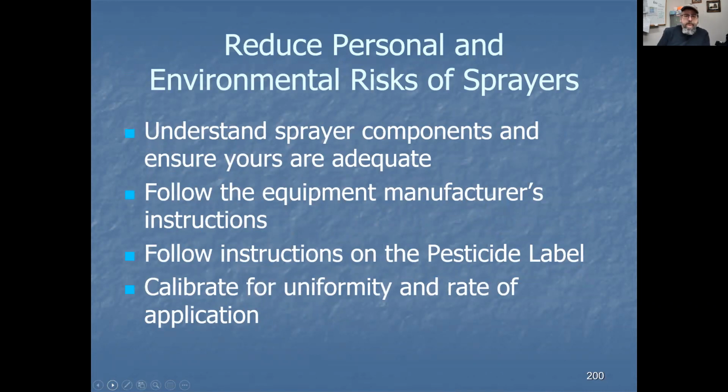Reduce personal and environmental risks of sprayers. So understand sprayer components and ensure yours are adequate. Follow the equipment manufacturer's instructions. Follow instructions on the pesticide label, and then calibrate for uniformity and rate of application.